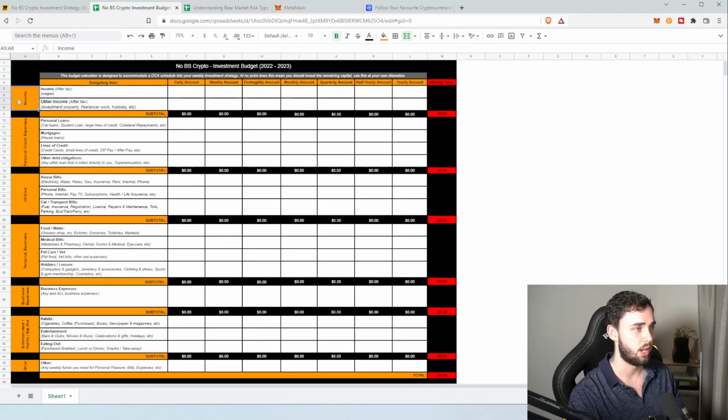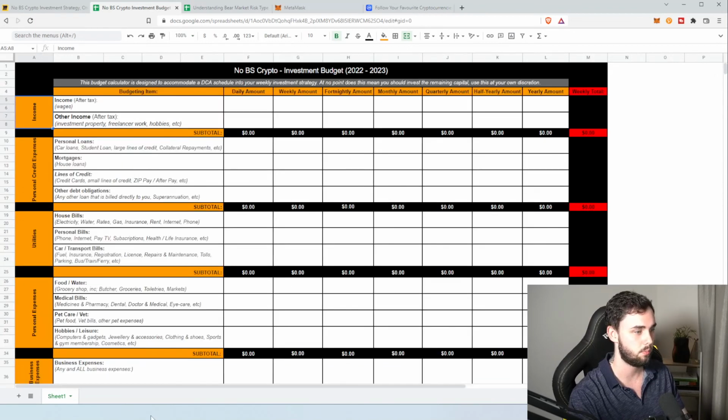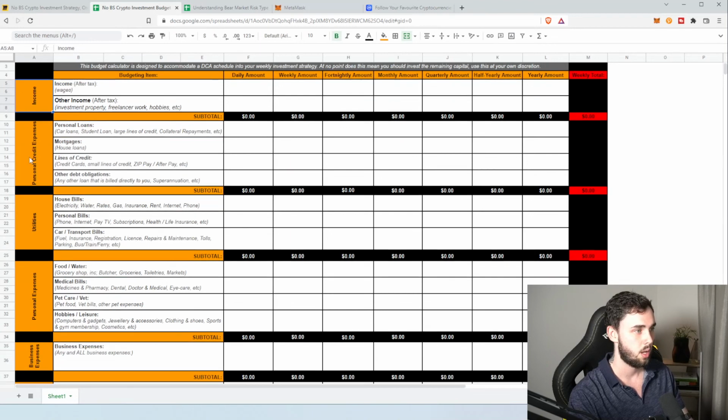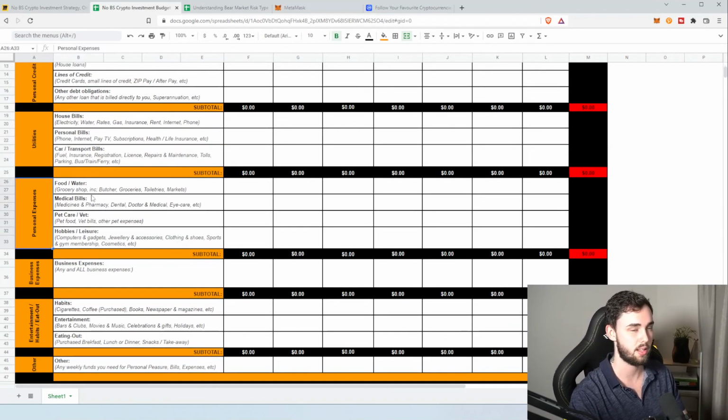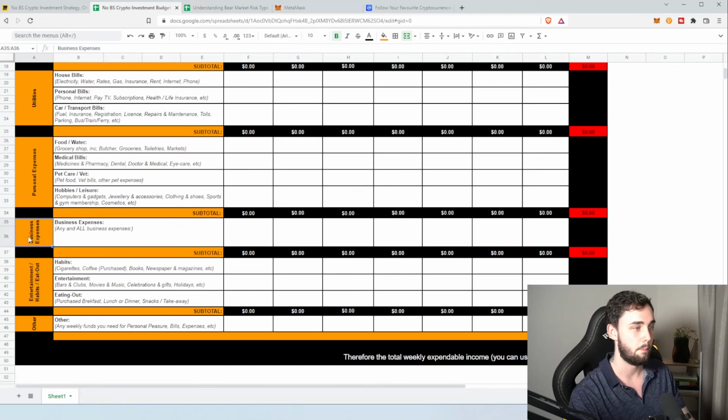So as I said, we start off with income. As you can see on the left here, I might zoom in a little bit more. Then personal credit expenses, this is like your personal loans, then utilities, personal expenses, so that's week to week typically things, and business expenses, so if you do have a business and you need to account for that, it's going to be very, very basic. I've got any and all business expenses here, because there are so many business expenses in different categories, you will just plop down anything in here. Again, you can plop down 10,000 in the yearly, you can plop down 100 in the weekly, and just do that yourself, okay? It'll all figure it out for you and total it.